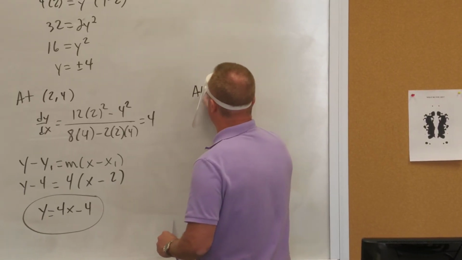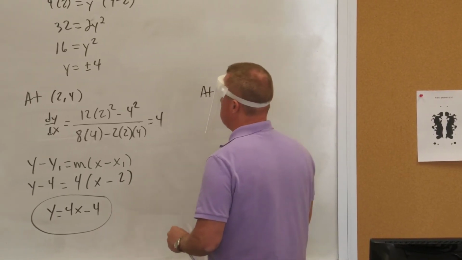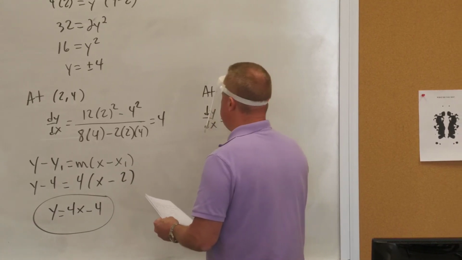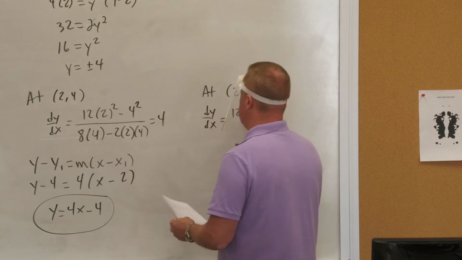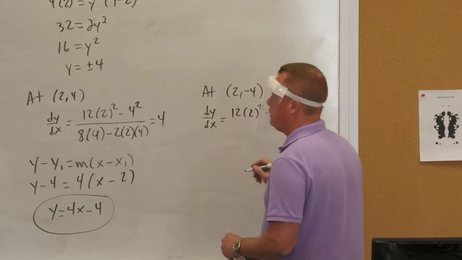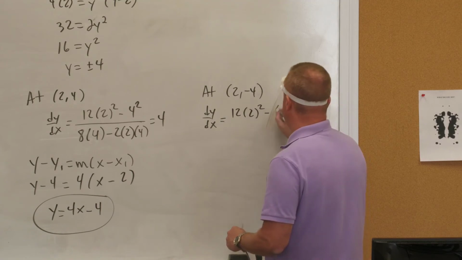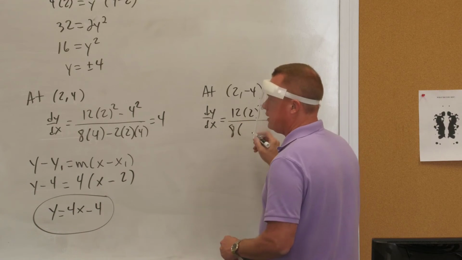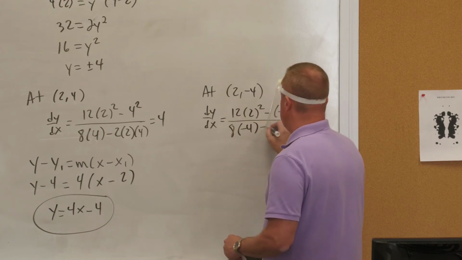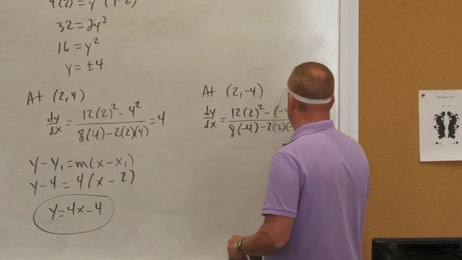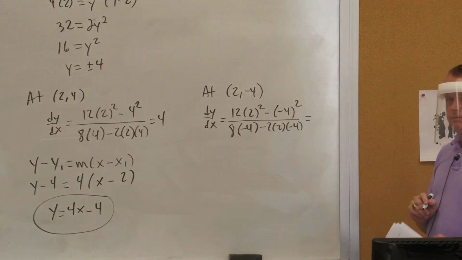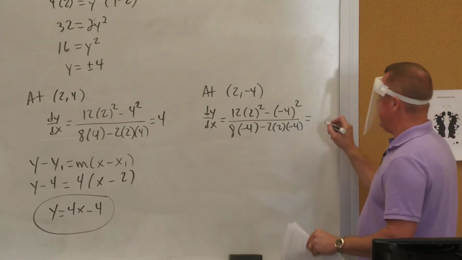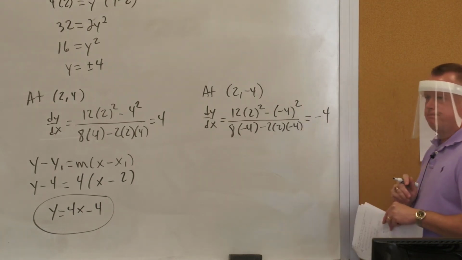The other point we said was (2, -4). So if I plug that into dy/dx, I would have 12 times 2 squared minus negative 4 squared over 8 times negative 4 minus 2 times 2 times negative 4. Okay, so you just got to put those numbers in, see what you get. You should get a negative 4 for that. Okay, for the slope.